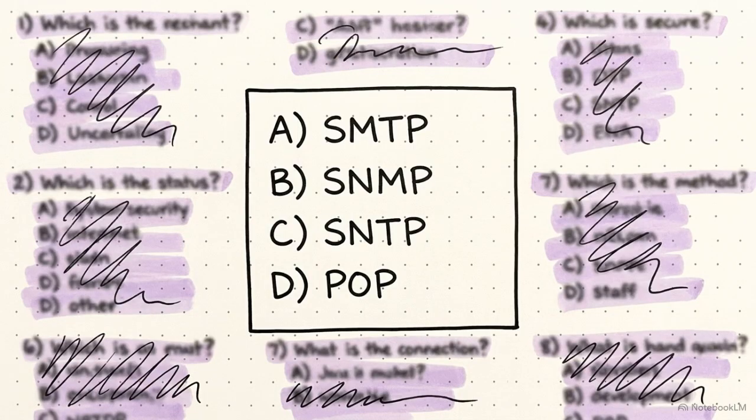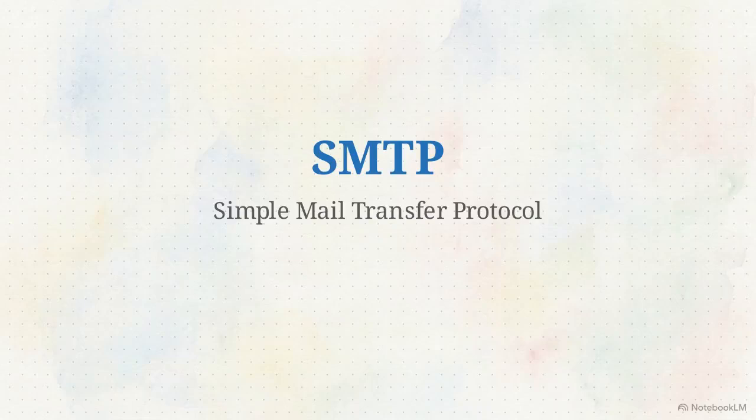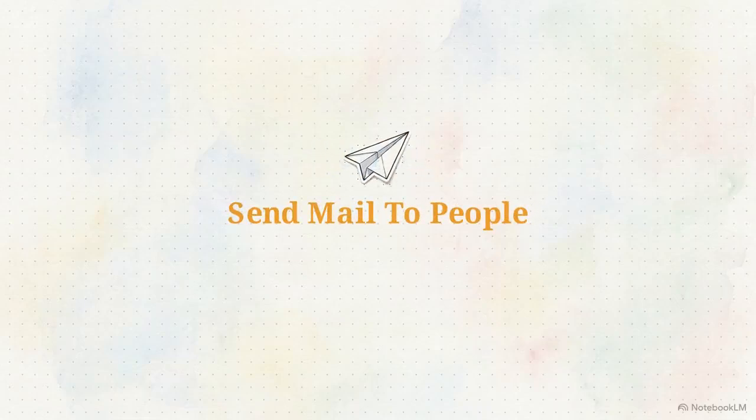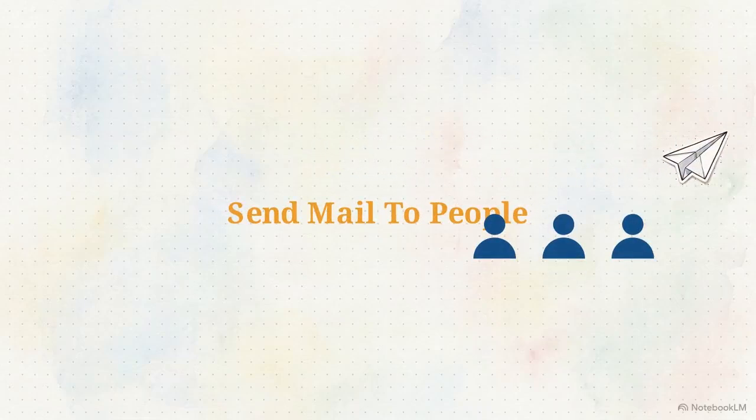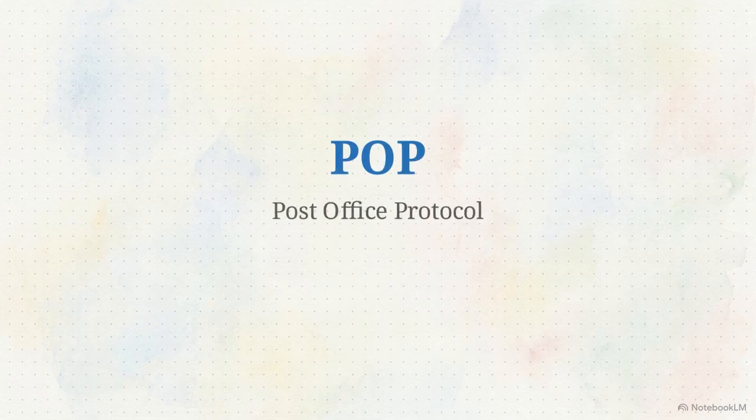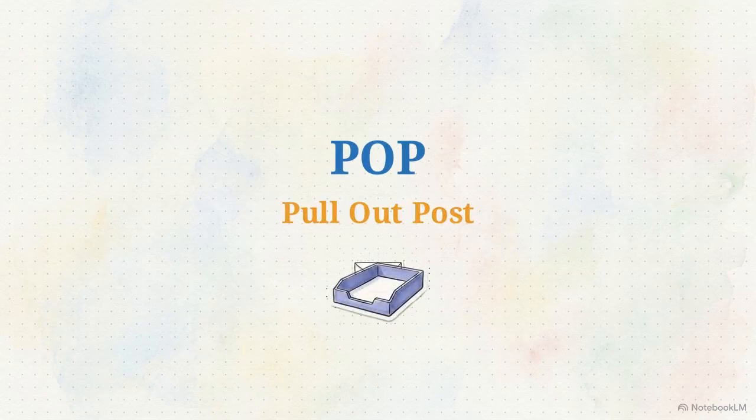In a multiple-choice format, these terms are designed to look nearly identical. Take SMTP. Instead of recalling Simple Mail Transfer Protocol, think of the action, send mail to people. Now look at POP. Anchor it to the phrase pull out post. This connects the acronym to receiving mail from an inbox.